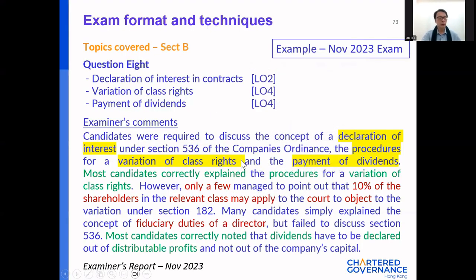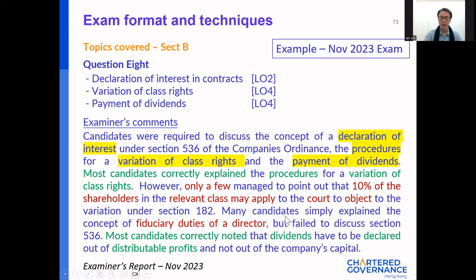Okay, so let's first see the topics: declaration of interest in contracts, variation of class rights, payment of dividends. That would be from Learning Outcome 2 and Learning Outcome 4. So in the examiner's comments, you can see most candidates correctly explain the procedures for variation of class rights, but only a few managed to point out that 10% of shareholders in the relevant class may apply to the court to object to the variation. So that's if you disagree, what can you do?